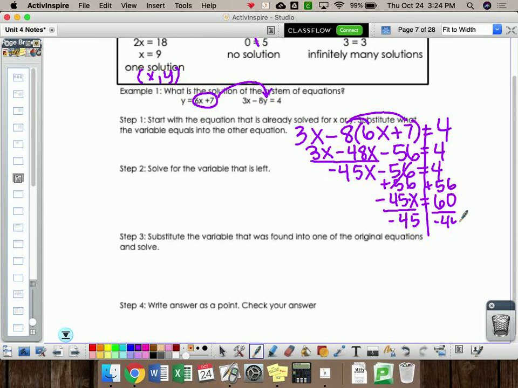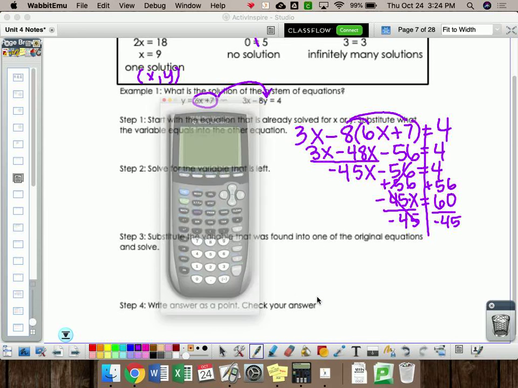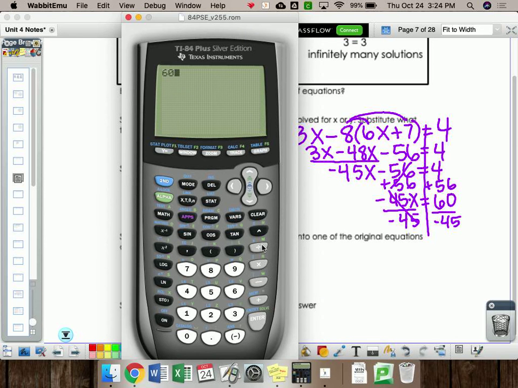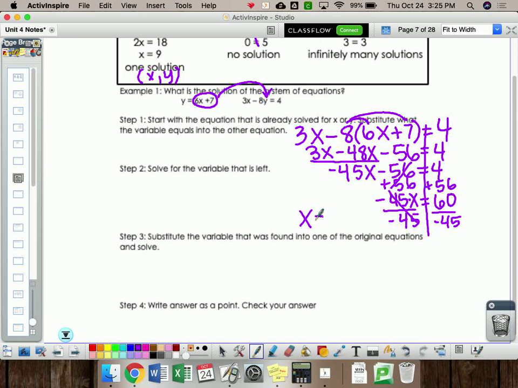on both sides. Now, if I need to figure this out, I can always use my calculator, and I need to do 60 divided by a negative 45, which is going to give me a decimal. I don't want a decimal again. I want fractions, so let's hit math, enter, enter. So I get x equals negative 4/3. That is part of my solution.